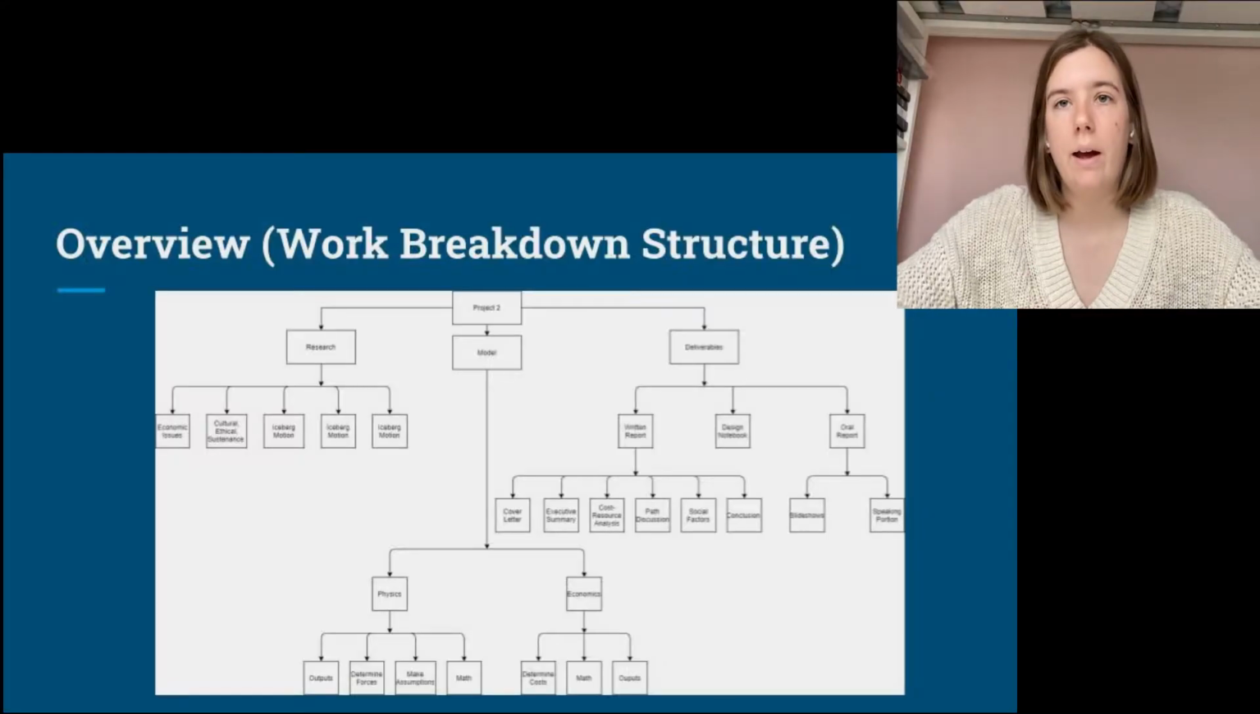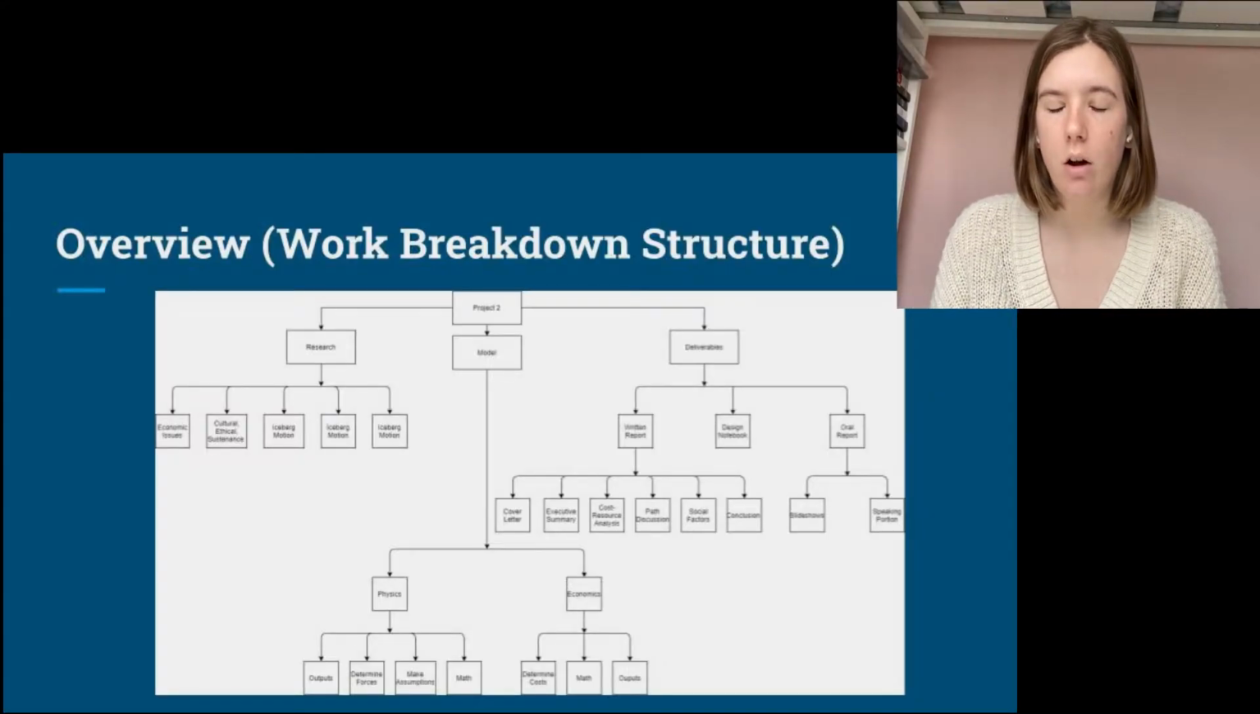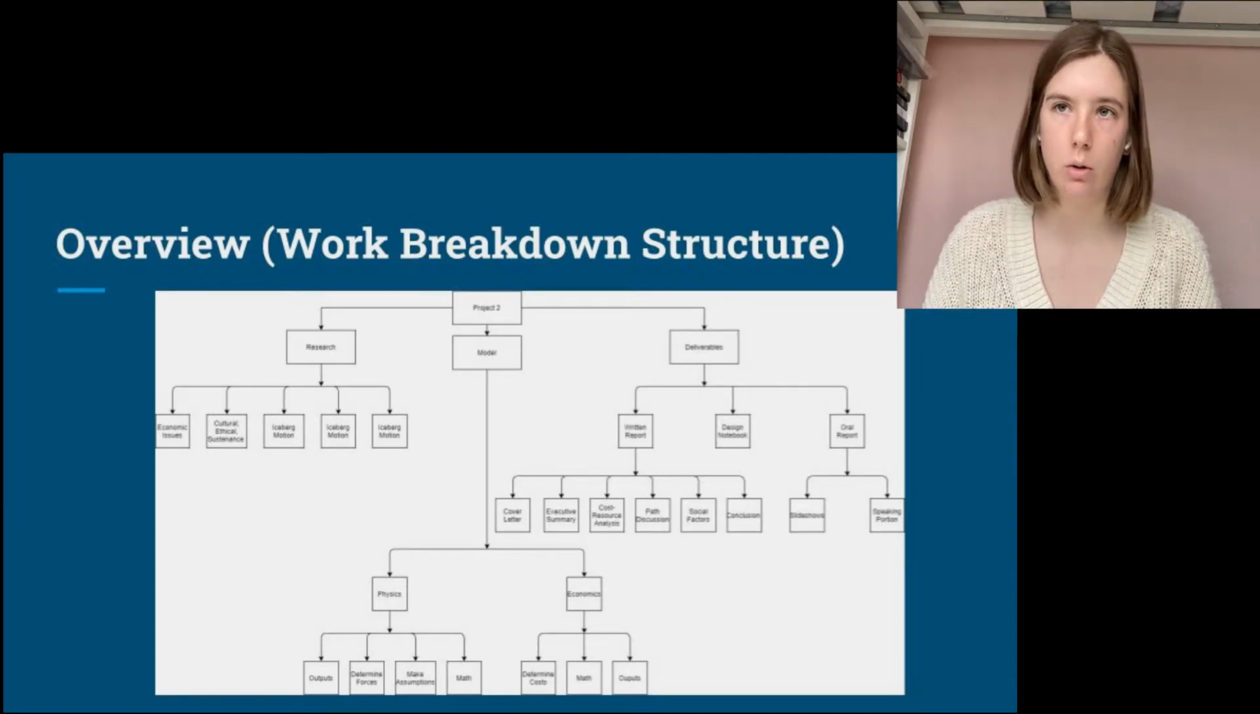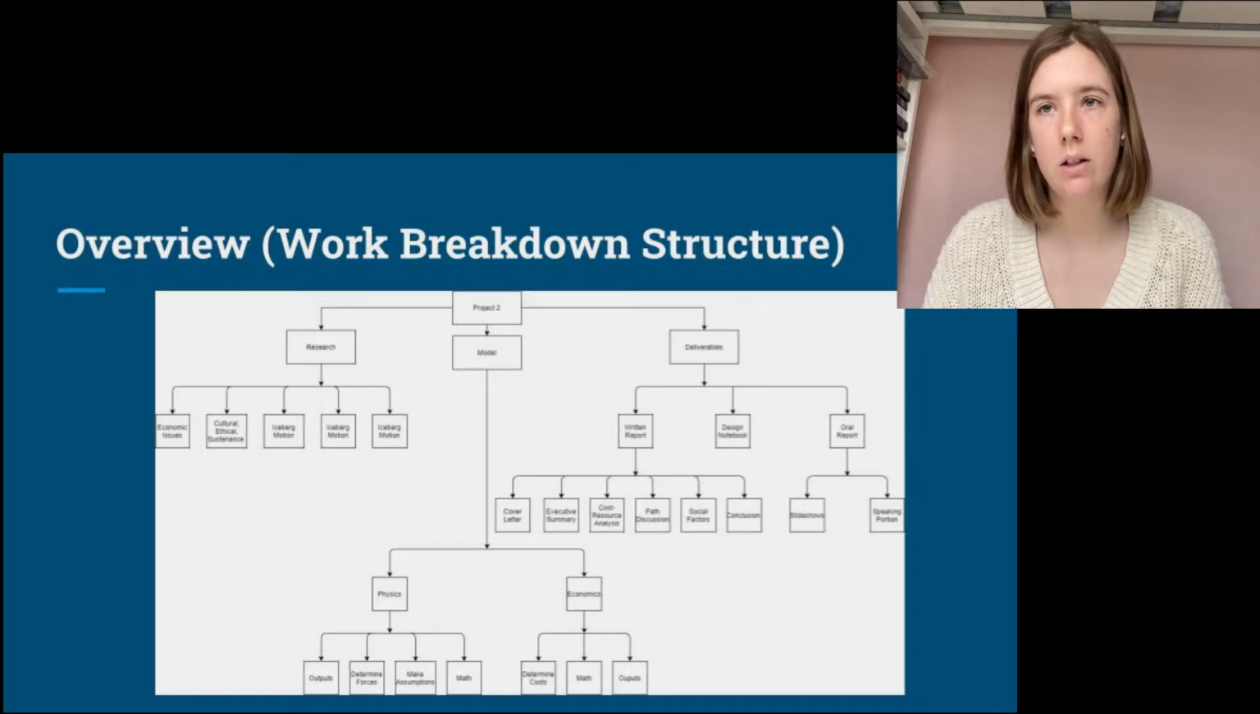sustainability issues. As a way to break down the project and understand all of its parts, we created a work breakdown structure. We identified the three main categories to this project: research, the model, and the deliverables. From these categories, we continued to work them into smaller categories, as you can see on the slide.